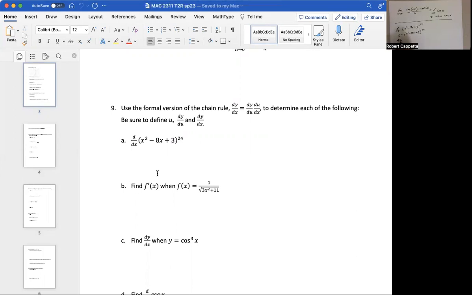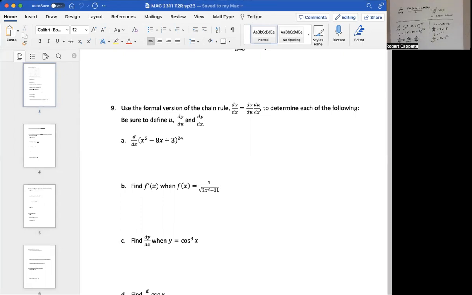So dy/dx will be dy/du times du/dx. What is u? u will be the inside function. u is x squared minus 8x plus 3. So du/dx is 2x minus 8. What is y? y is u to the 24th. So the derivative of y with respect to u is 24u to the 23.